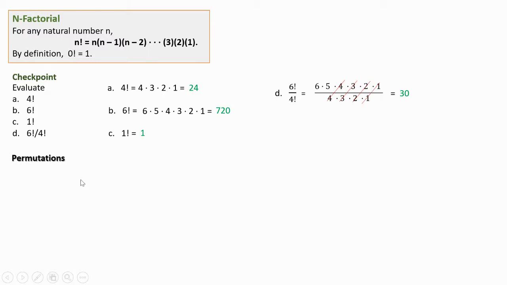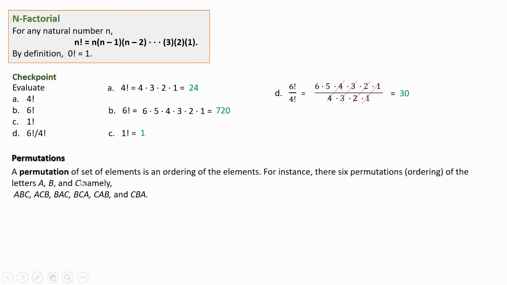Okay, now these are called permutations. A permutation of a set of elements is an ordering of the elements. For instance, there are 6 permutations, or orderings, of the letters A, B, and C. These are all the possible orders. Now, the order matters. For example, A, B, C and C, B, A are 2 different orders.